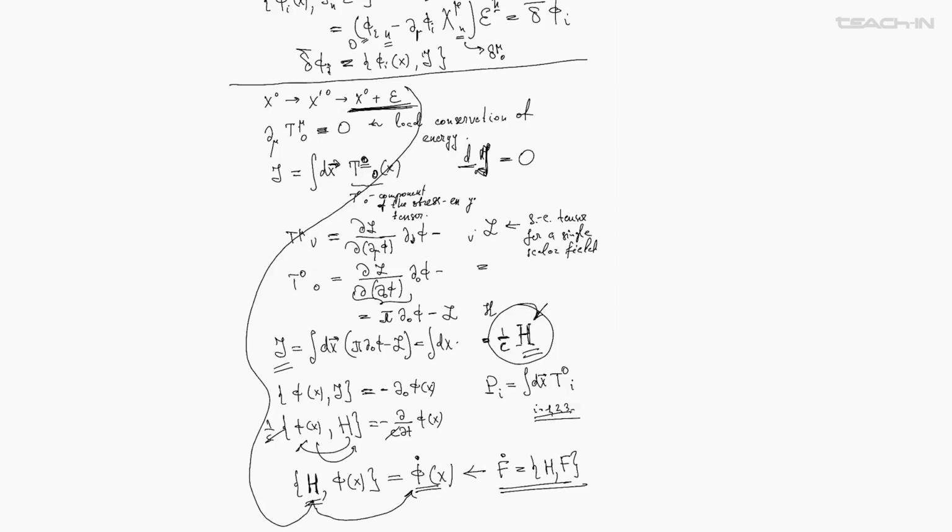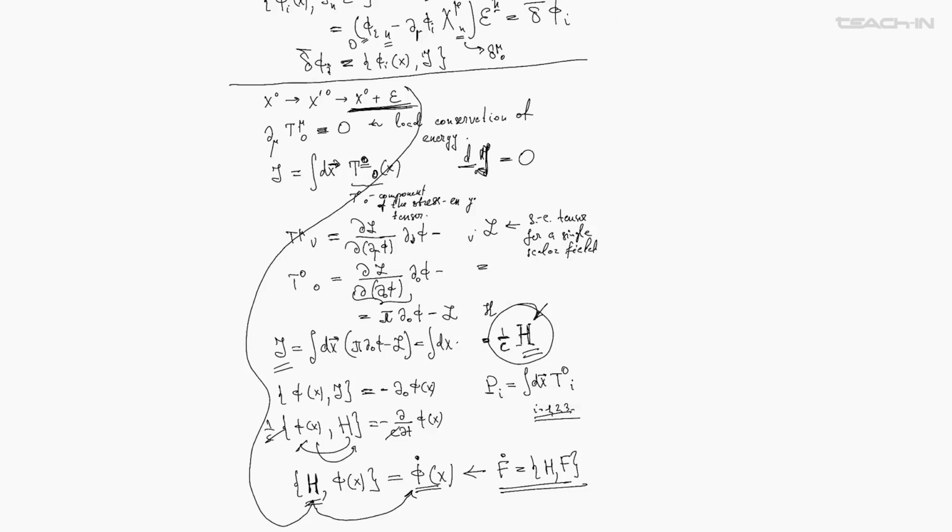Excuse me again, a question. No problem. Yeah, please go ahead. Hamiltonian is a conserved charge with respect to the symmetry of translation in time. That means if this symmetry exists, the Hamiltonian is conserved.